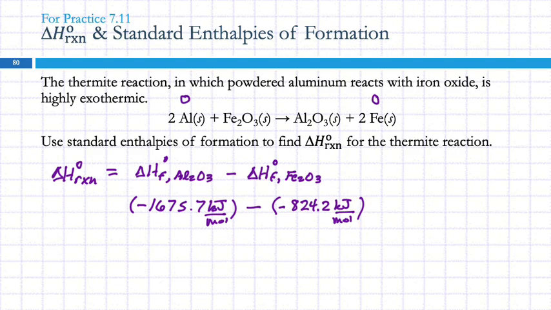Now, of course, you can combine those negative signs, right, and make it a positive, but you don't need to. A scientific calculator has a subtraction button and a negative sign button. So I'm just going to type this in right as it looks. So negative, not the minus sign, but negative 1675.7 minus negative 824.2, and I'll let the calculator do the thinking for me.